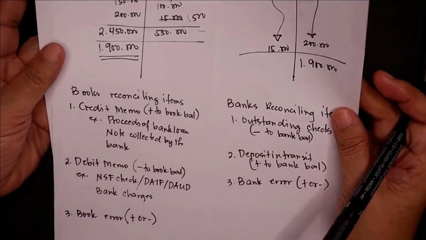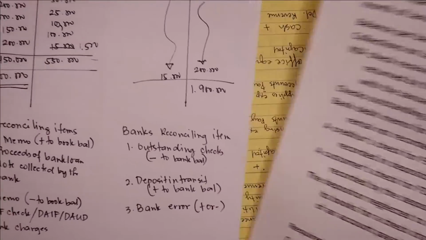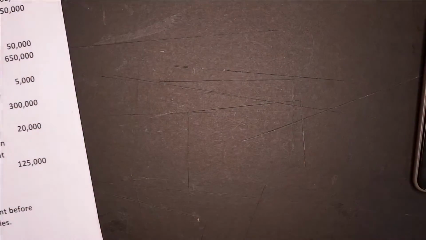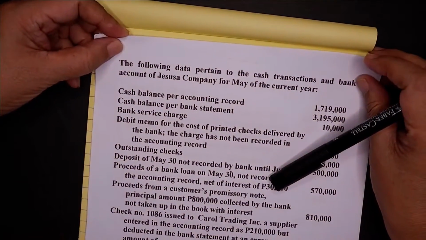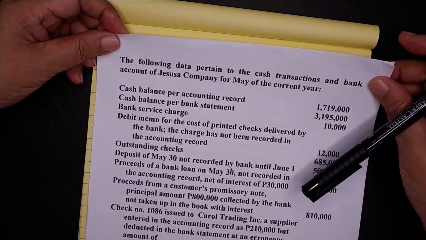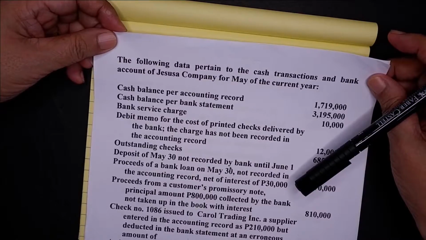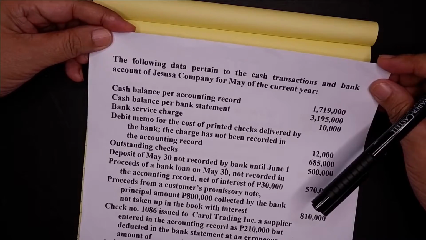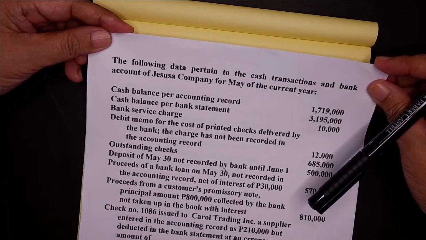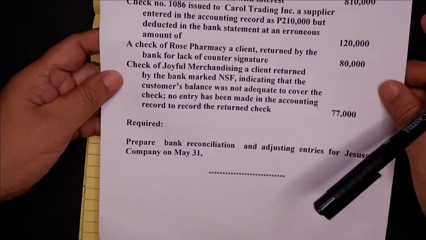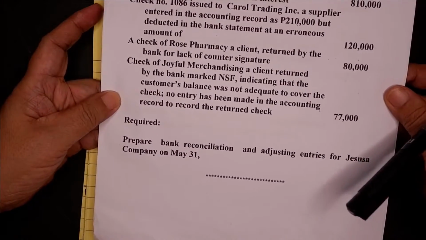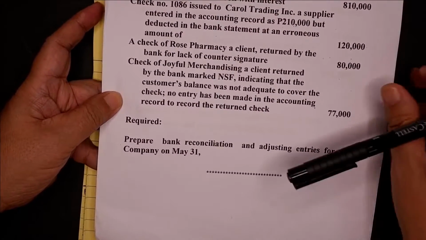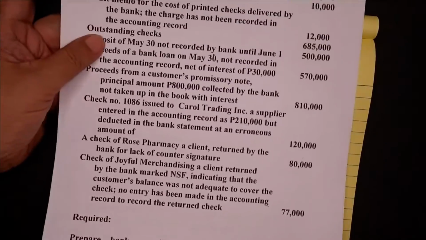Okay, so let us have our illustrative problem. The following data pertain to cash transactions and bank account of Jesusa Company for May of the current year. So we have cash balance per accounting record, and we have cash balance per bank statement. Let us read the requirement: prepare bank reconciliation and adjusting entries for Jesusa Company on May 31.